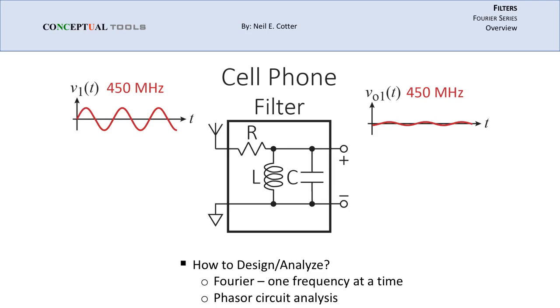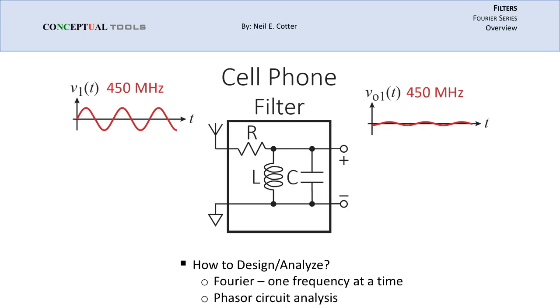Here we have the 450 megahertz input and output. And one of the remarkable things about sinusoids is that not only can all signals be represented as sinusoids, but when we put a sinusoid into a circuit, the output will be a sinusoid at that same frequency, perhaps with a different phase and magnitude, but it will be a sinusoid of that same frequency.